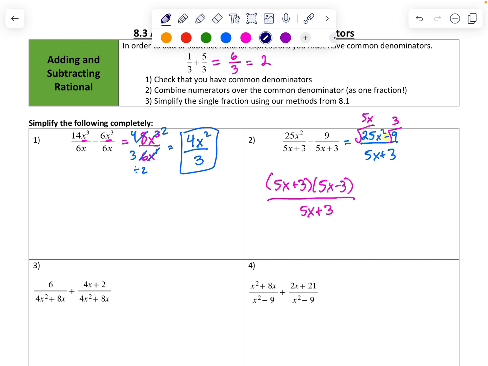Oh, nice. We've got a 5x plus 3 on the top and a 5x plus 3 on the bottom. So they simplify to equal 1, which turns invisible. So all we are left with is that 5x minus 3 on the top. Because it's on the top, we don't have to put anything on the bottom because the bottom has simplified.